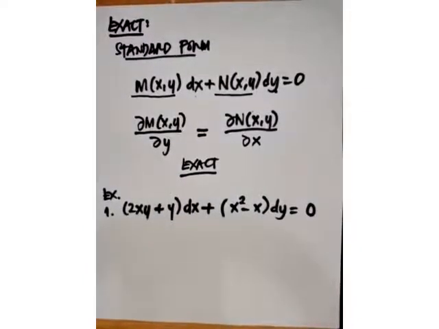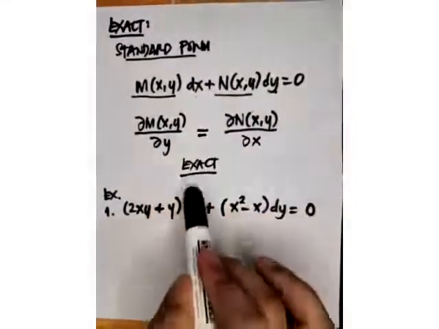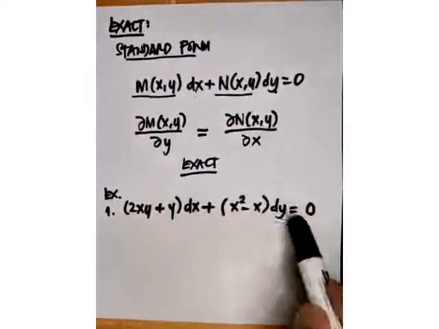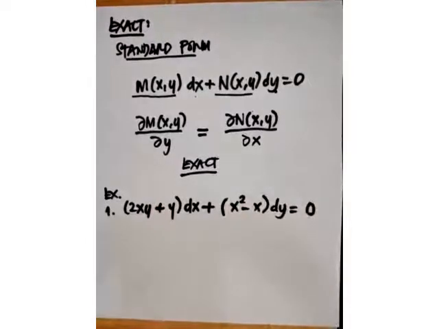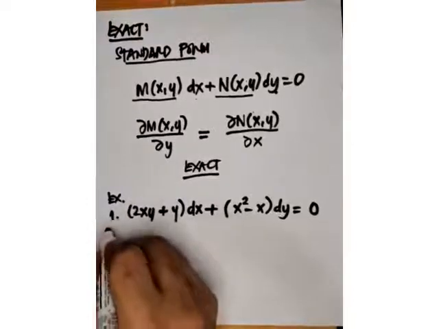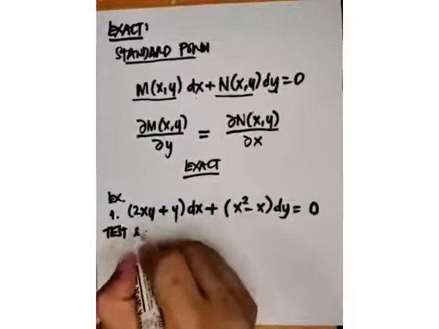Okay, class. First things first, we need to check if it's in the standard form. Is it in the standard form? Standard form means dx here, dy here, equal to 0. Right? It is already in standard form. So we don't need to apply algebra to make it a standard equation because it is already in the standard equation. Okay, next. Let's get the partial derivative. So let's test for exactness.